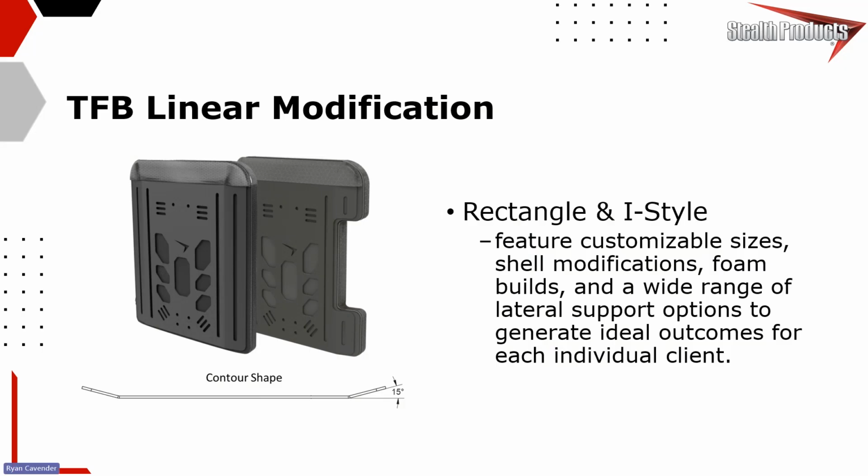So TFB rectangle and I style here are our most linear style or planar style of TFB, so they often get lumped into the term TFB linear. They are a lightweight aluminum backrest. There's very minimal contouring on that outside edge. These are going to be the most similar to your more traditional plywood-based planar custom backs.